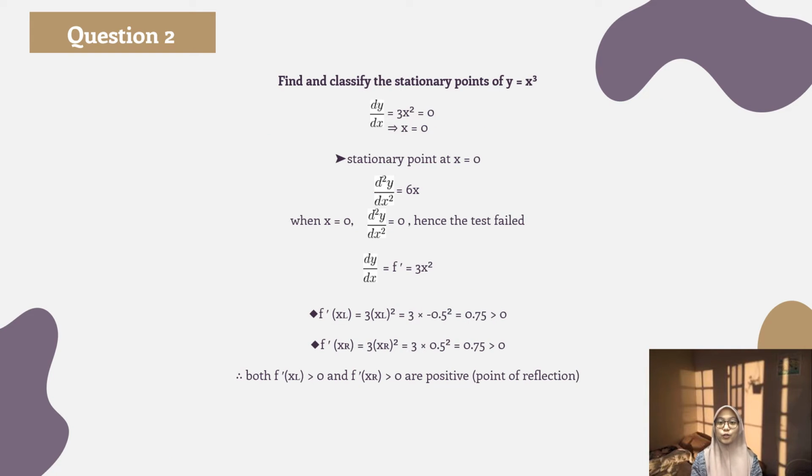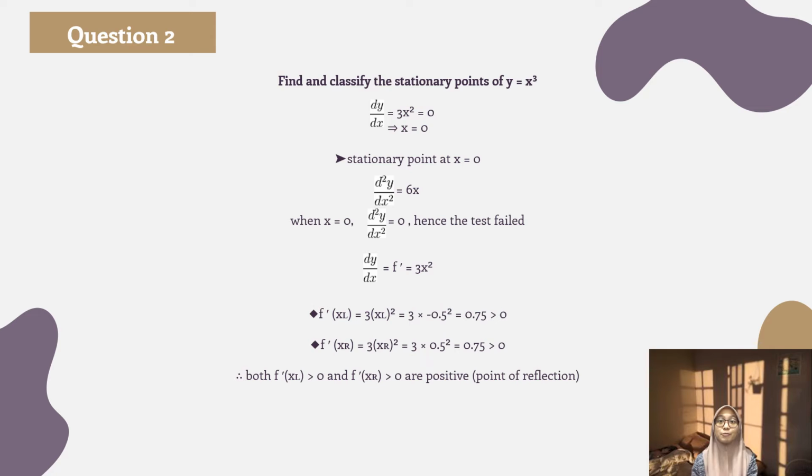Okay, we continue with the next question. Look at the first equation: y = x³. First we need to find when dy/dx = 0, where we have stationary points. 3x² = 0, so our x is 0. So we have a stationary point at x = 0.